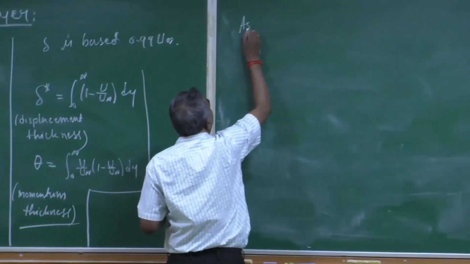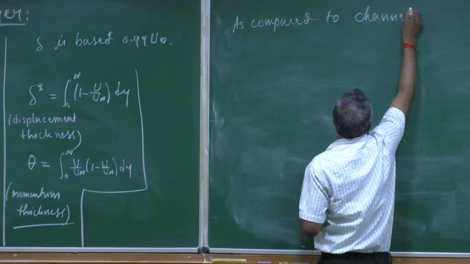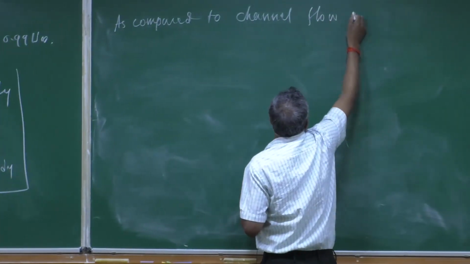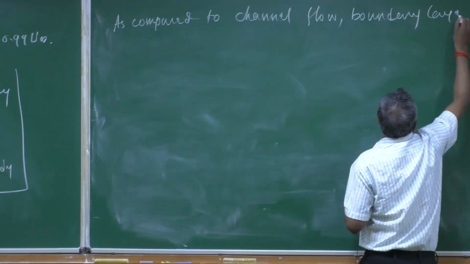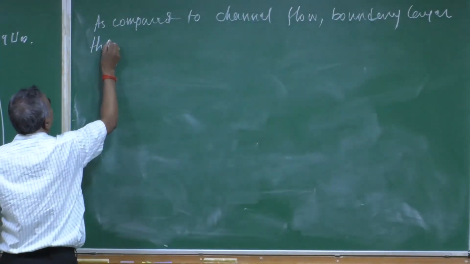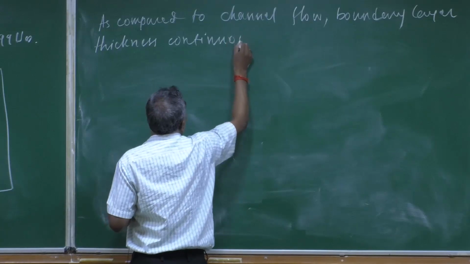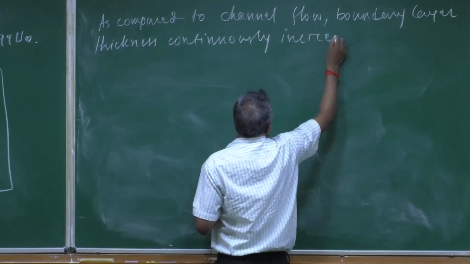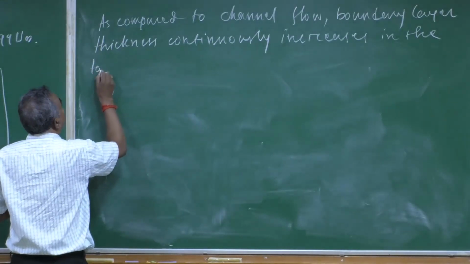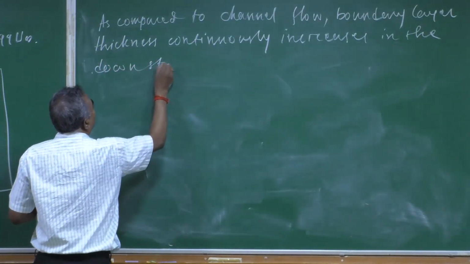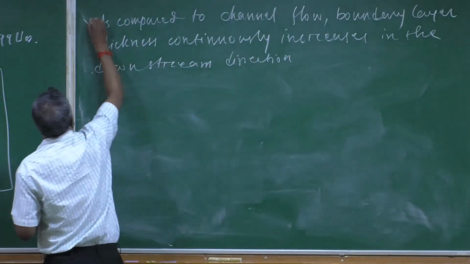So, as compared to channel flow, the boundary layer thickness continuously increases in the downstream direction, okay. This is one point.